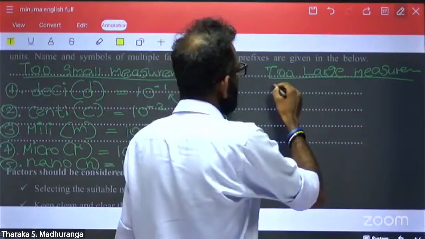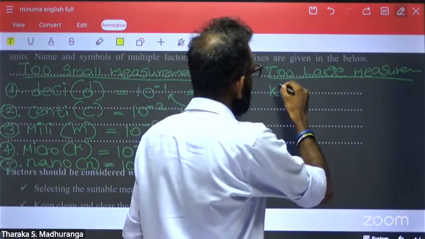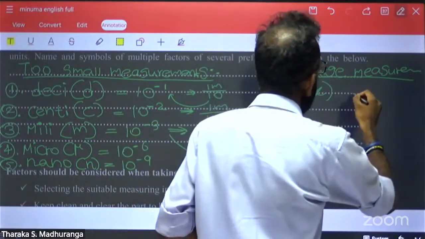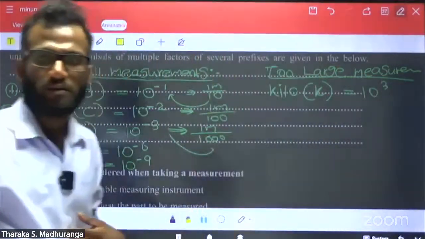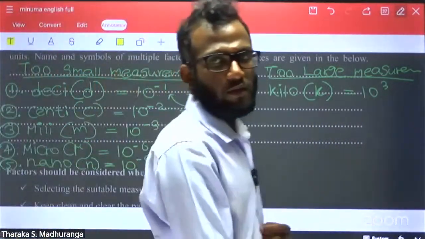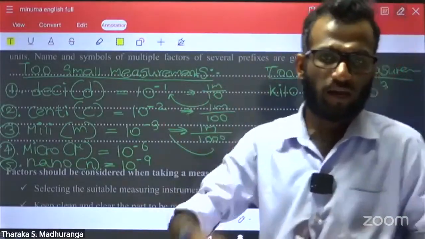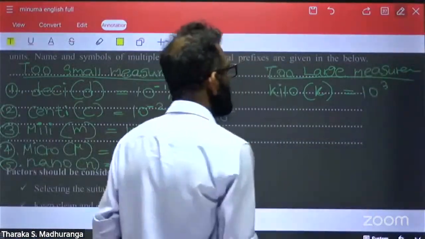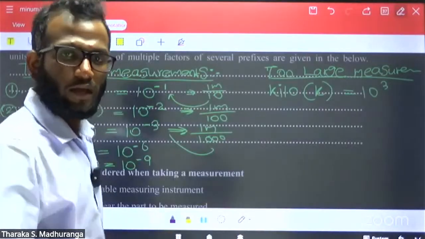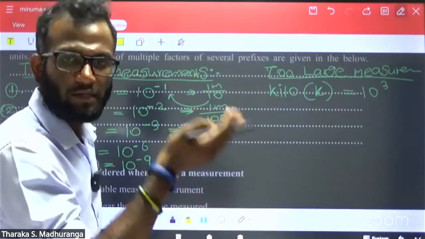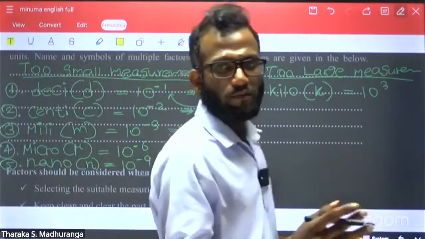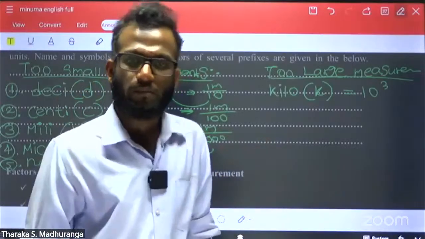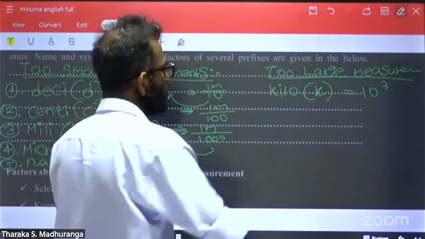The first one is kilo. You already know K is the symbol. Kilo means 10 to the power plus 3, multiplied by 1000. That's the meaning of kilo. 1000 grams is 1 kilogram, so its meaning is 10 to the power 3. If we add kilo to any quantity, that means multiply by 10 to the power 3, multiply by 1000. The next one is mega.